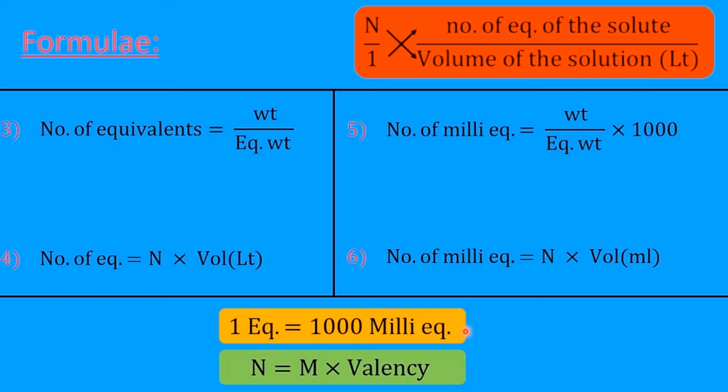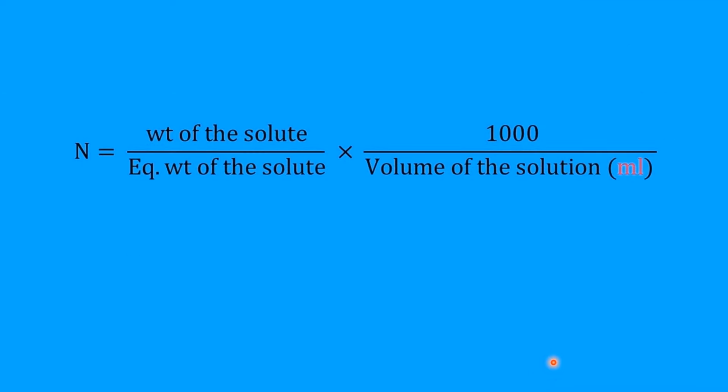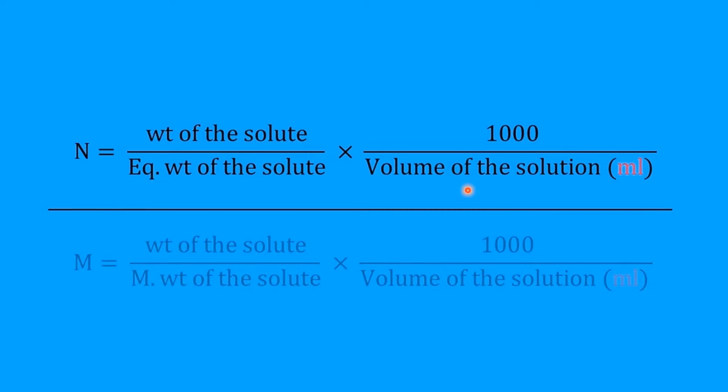Next, normality is equal to molarity into valency. Valency, that we will discuss in the next video. See here. You know the formula for normality. This is the expression I explained in the normality video: weight by equivalent weight, 1000 by volume of solution in liters. Write the formula for molarity. These are very simple expressions that I gave you in the normality video and molarity video in previous videos.